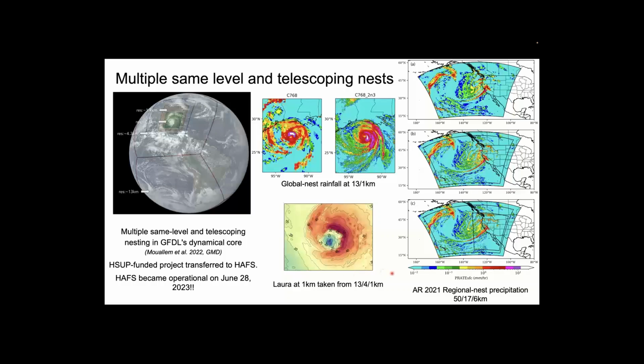So in the paper, we also show an atmospheric river that hit California in 2021 in a regional configuration, starting with a top parent grid of 50 kilometer, a first nest at 17 kilometer, and a telescopic nest here at 6 kilometer. And basically going down in resolution, we can capture finer detail, and we are able to see here that the edges of the nest don't really interfere with or disturb the structures that are present in the simulation.